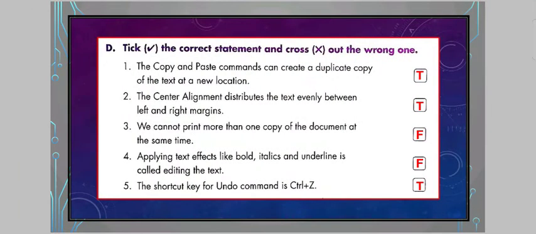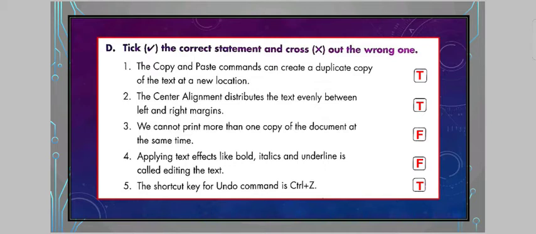Next is tick the correct statement and cross the wrong one. In this picture, I have written T for the correct statement and F for the incorrect statement. First, the copy and paste commands can create a duplicate copy of text at a new location. This statement is correct, so that's why I wrote true. Next, the center alignment distributes the text evenly between left and right margins. This statement is also true.